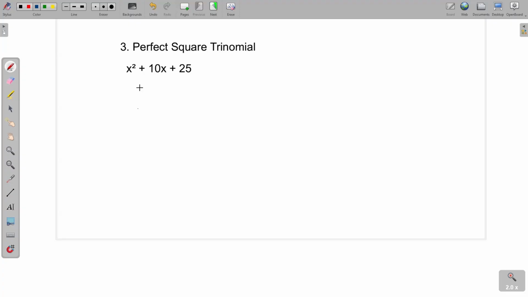Okay, and then here we have another question using the perfect square, but this time on a trinomial. Honestly, you can use the same method. What two numbers multiply to 25 and add up to that middle number? And you'll get the same thing.